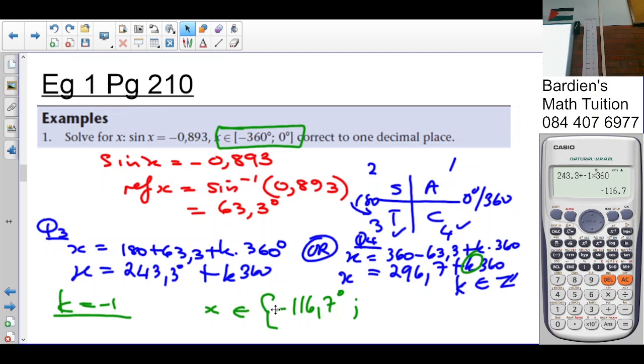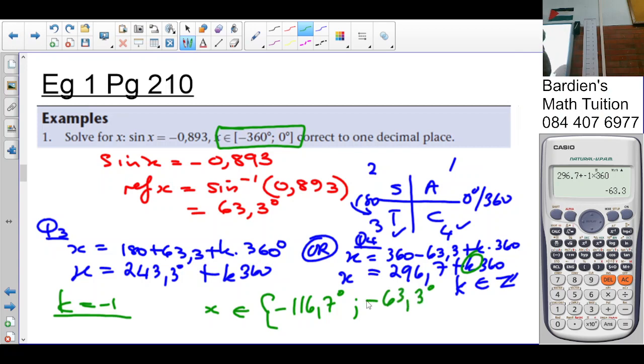If I put negative 1 in there, what do we get? So it's 296,7 plus negative 1 times 360, which gives you negative 63,3. You all agree with that? Inside or outside? Inside.